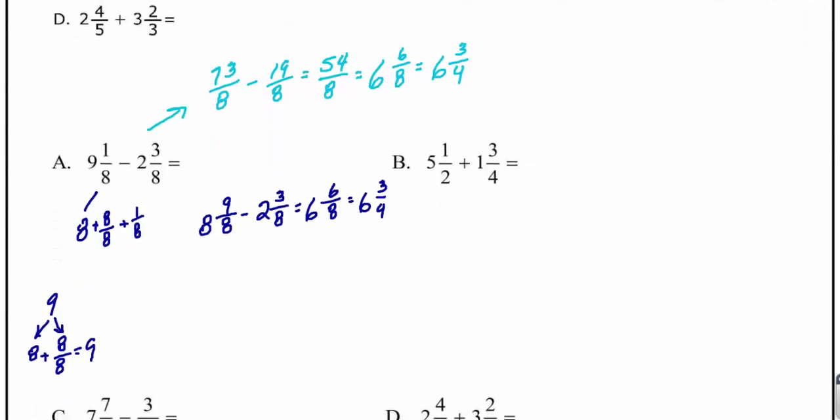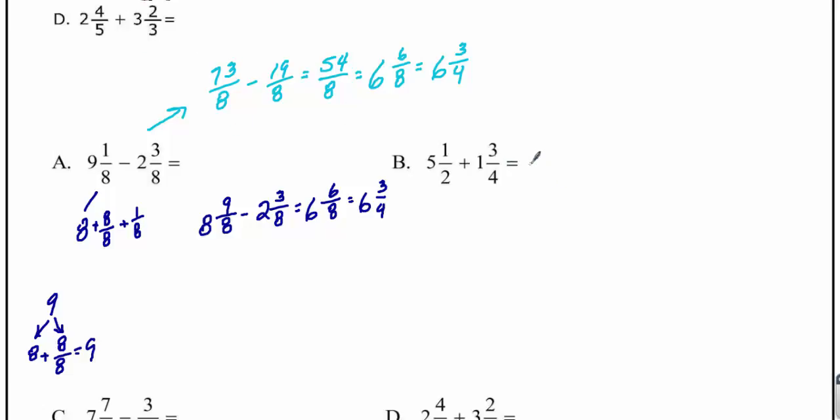So you'll notice, let me scroll so you can see both. You're going to get the same answer either way. It just depends on how you like to solve it. I personally like to solve it by doing the borrowing or the regrouping. But if you prefer the improper fraction method, as long as you understand what you're doing, either one's going to give you the same answer.